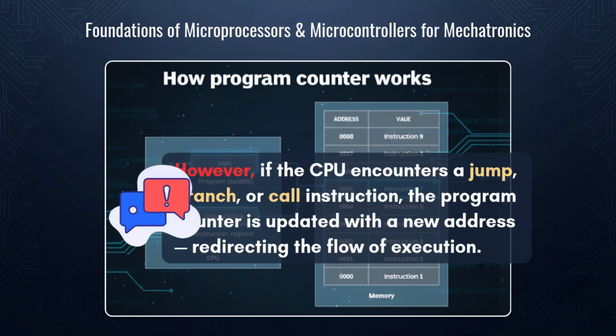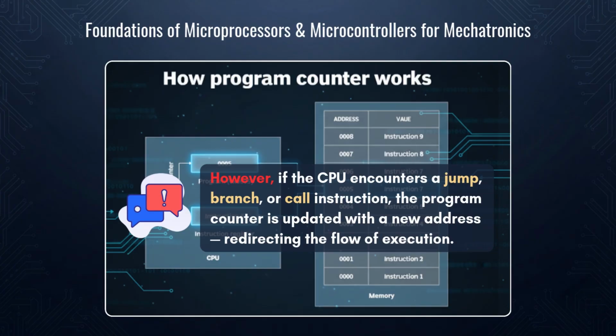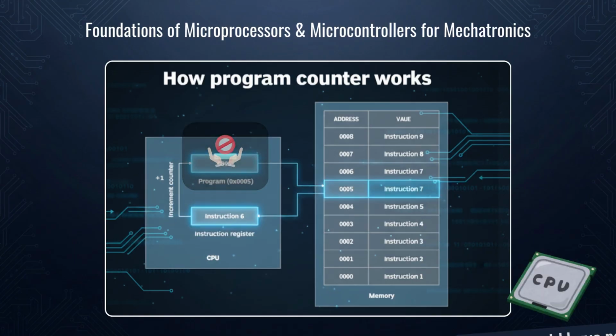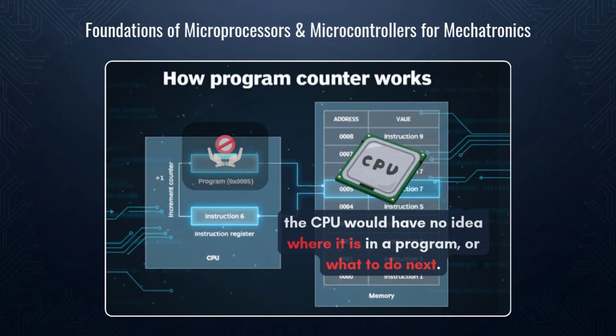However, if the CPU encounters a jump, branch, or call instruction, the program counter is updated with a new address, redirecting the flow of execution. Without the program counter, the CPU would have no idea where it is in a program or what to do next. It's the key to keeping program execution organized and continuous.